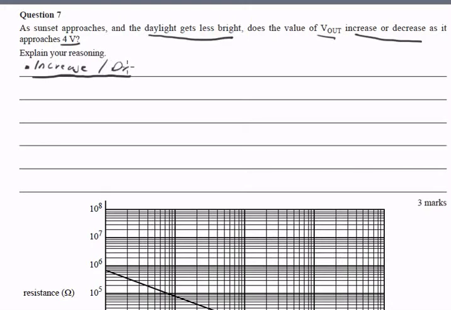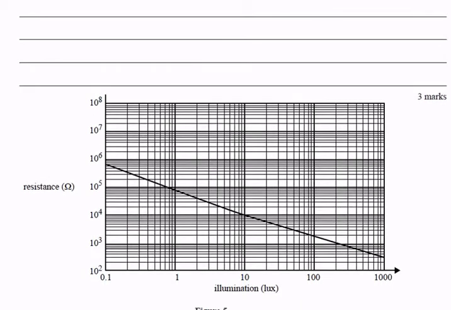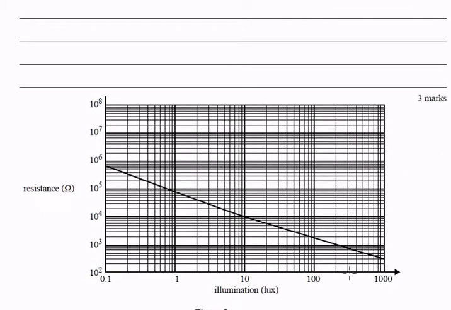And I'm just going to cross one of them out once I've done my reasoning. Alright, as the daylight gets less bright, so as it's say 3 o'clock in the afternoon, it's nice and bright, the illumination might be 1,000. And then it gets less bright, it goes towards 100, and then it gets less bright again, it goes towards 10.